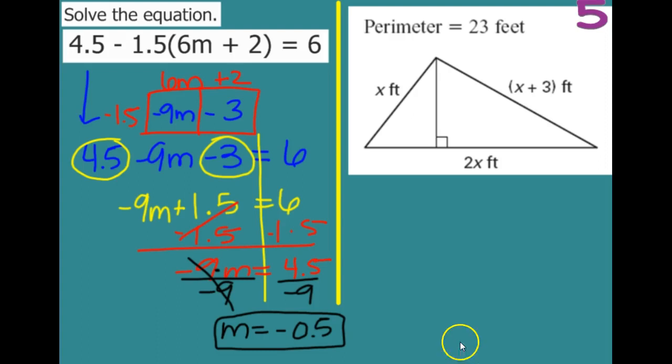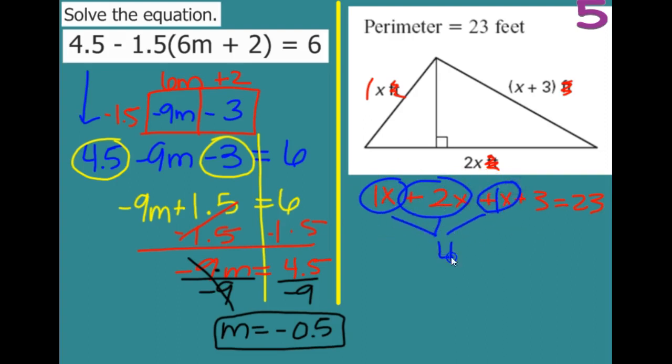Alright, this next one, it says the perimeter equals 23 feet. We have x is here, this is 1x, here's 2x, and here's x plus 3. We don't include feet when we're solving a problem, we just include that on our answer. So perimeter is just adding all the sides, so we're going to add them up. 1x plus 2x plus x plus 3. This is really a 1x there as well. So 1x plus 2x is 3x, plus another 1x is 4x.